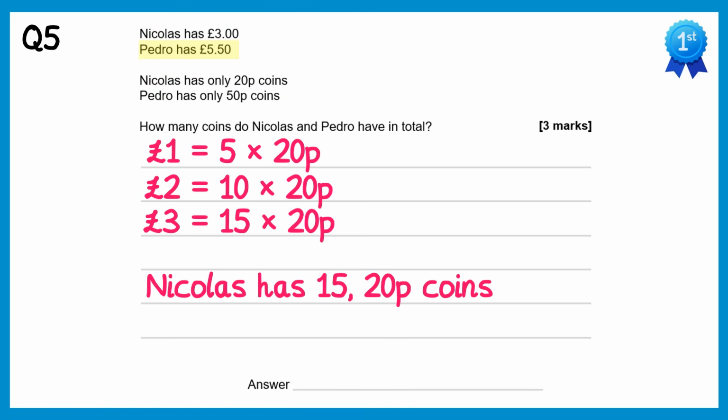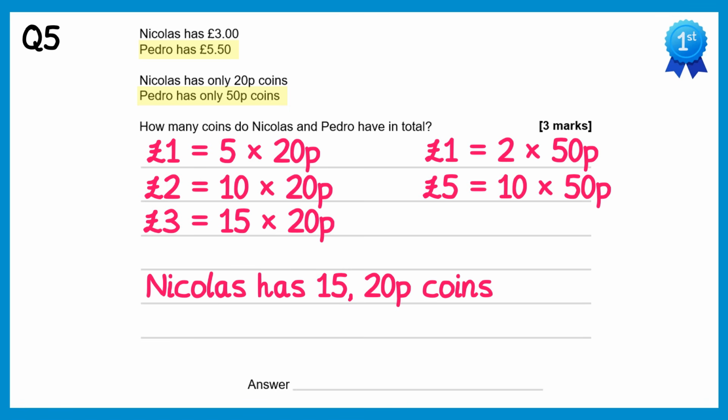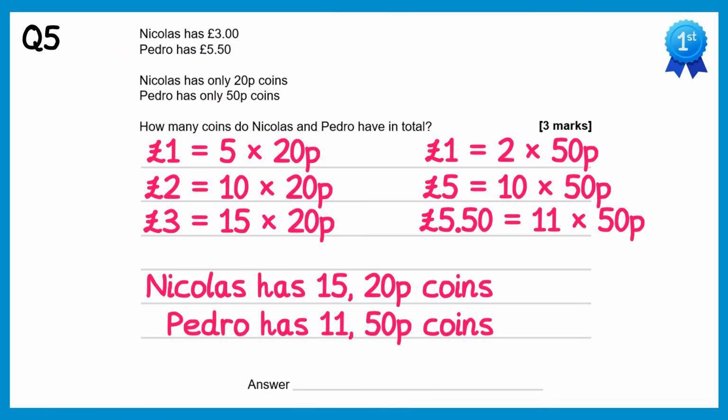Then we move on to Pedro. Pedro has £5.50, but only 50p coins. So 2 50p coins will make £1. So if we want £5, we'll need 5 times as much as this, so 10 coins. So £5 is 10 50p coins, but we want £5.50, so we need an extra 50p coin, so that must be 11 50p coins. So Pedro must have 11 50p coins.